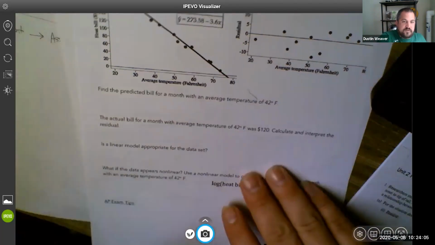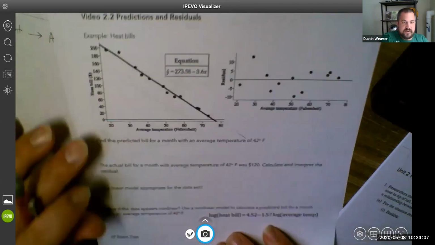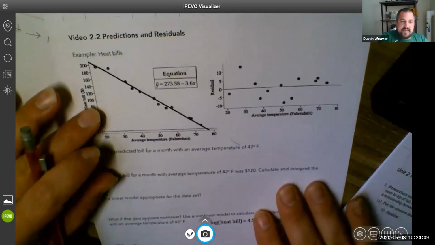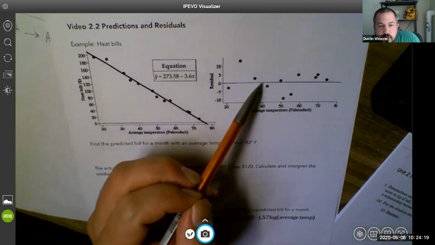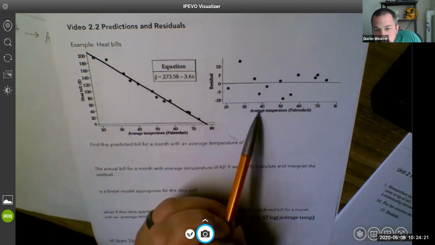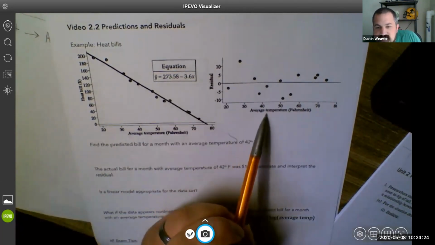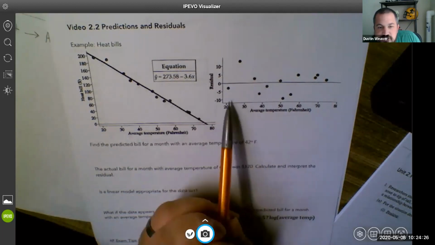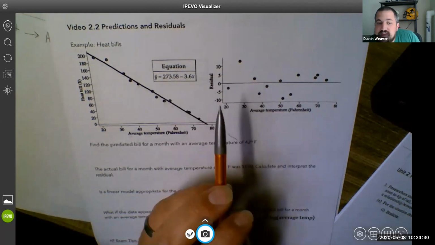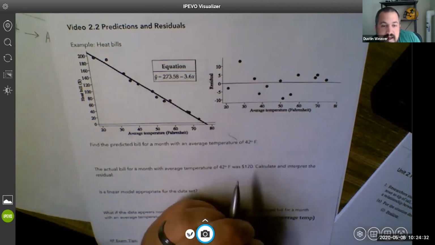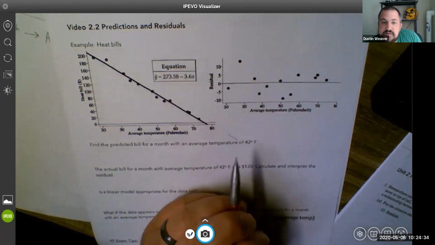So let me look at 2.2 for you real quick. I'm going to pull it up on the screen, kind of overview it. We take this same problem where we talk about the average temperature outside and the heat bill, and now we also add into this problem a residual plot. Remember, a residual plot has your x-axis the same, the average temperature, but now we're looking at the residuals, and a residual is your observed y minus your predicted y.